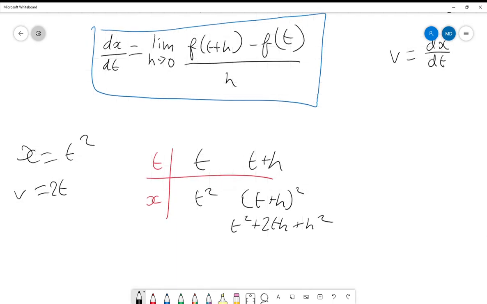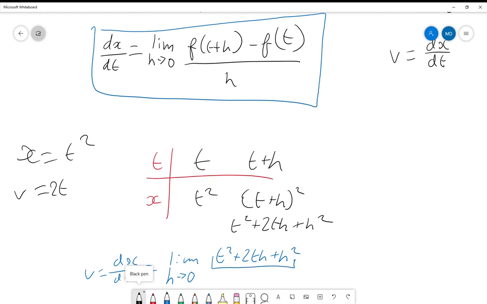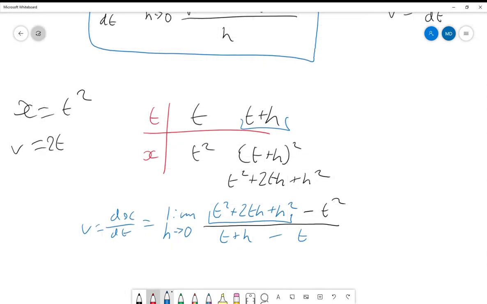And now plugging that into our formula, we're going to look at our dx by dt, i.e. our velocity. It's going to be equal to the limit as h tends to 0 of the change in x, which is t squared plus 2th plus h squared, because that's our end t, and we're going to subtract just t squared. And then we're dividing that all by the change in t, which is our end t, t plus h, and we're going to subtract t. So exactly the same as before, there's some lovely cancelling here.